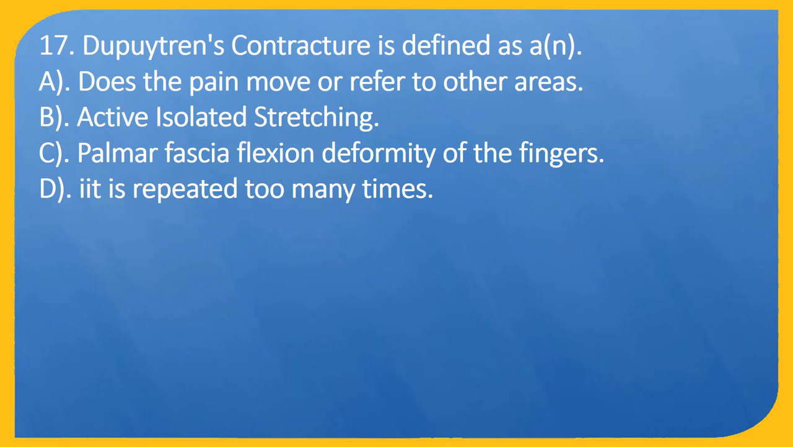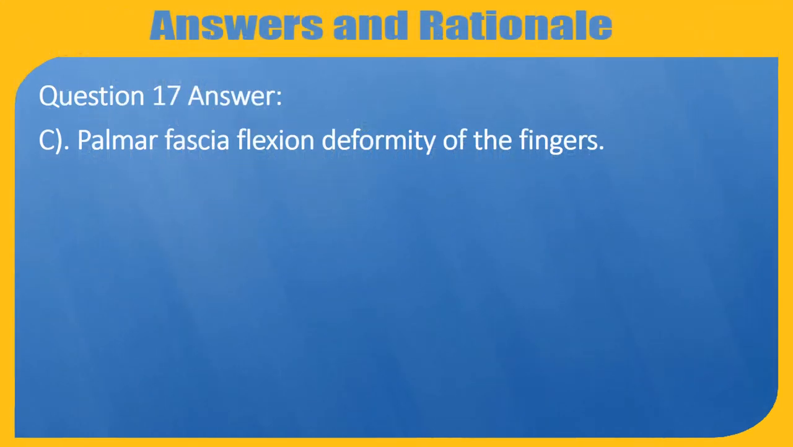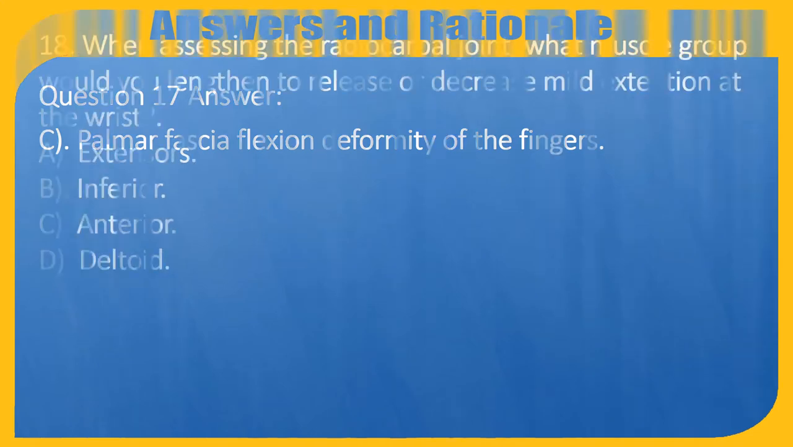Question 17. Dupuytren's contracture is defined as an A. does the pain move or refer to other areas? B. active isolated stretching. C. palmar fascia flexion deformity of the fingers. D. it is repeated too many times. Question 17. Answer. C. palmar fascia flexion deformity of the fingers.